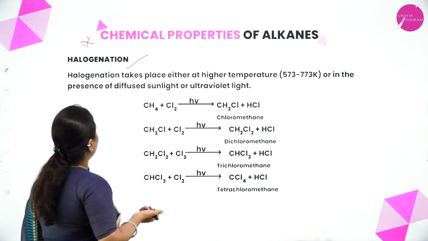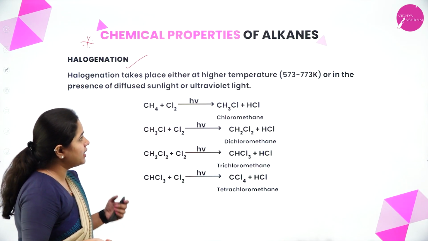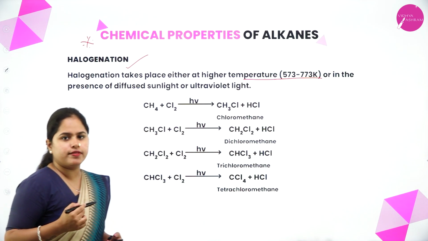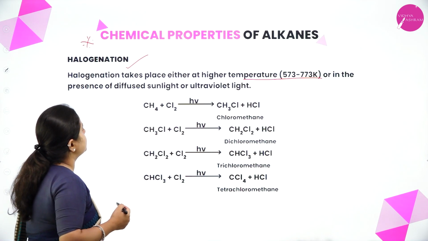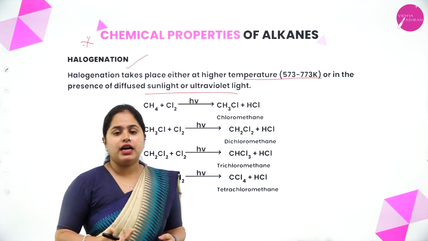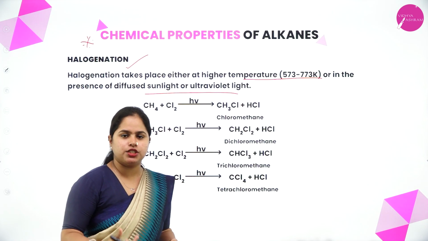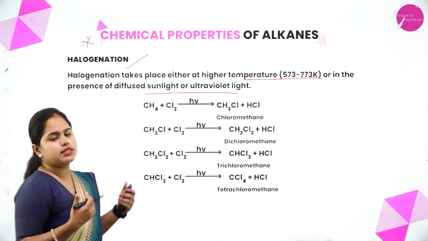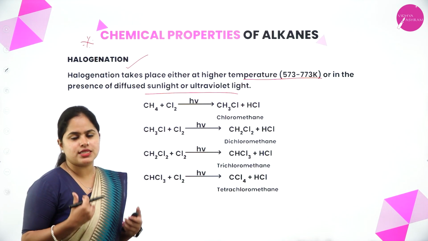So, let's see. Halogenation takes place either at high temperature, 573 to 773 Kelvin, or in the presence of diffused sunlight or ultraviolet light. So, the reaction will happen at high temperatures or else in the presence of sunlight or UV light. Let's see what the process or the reaction is here.